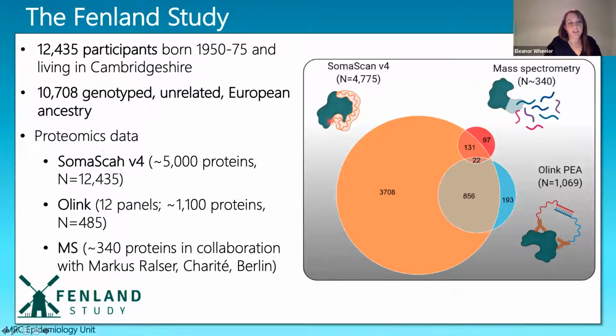Our proteomics data, as I said, was the SomaScan assay version 4, which measures almost 5,000 proteins. We also had data from Olink. We had 12 panels of Olink, which is just over 1,000 proteins in a small overlapping subset. We also had some mass spectrometry data, which is around 340 proteins, in collaboration with Markus Ralser from Charité in Berlin.